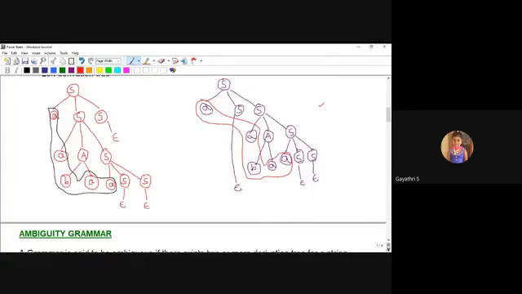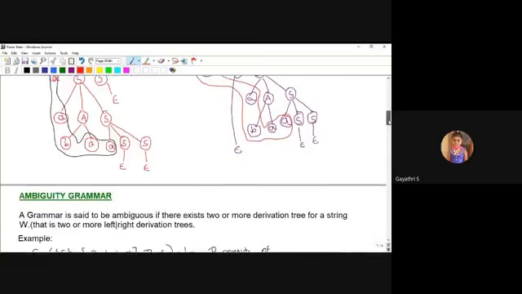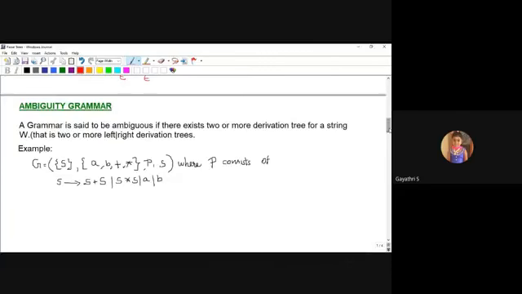Okay. So parse tree. So what do you mean by parse tree? Parse tree is a hierarchical representation of a derivation. Okay. Next part. One of the problematic situations in the grammar is ambiguity grammar. It is one of the most important topics in the first part of unit 3.